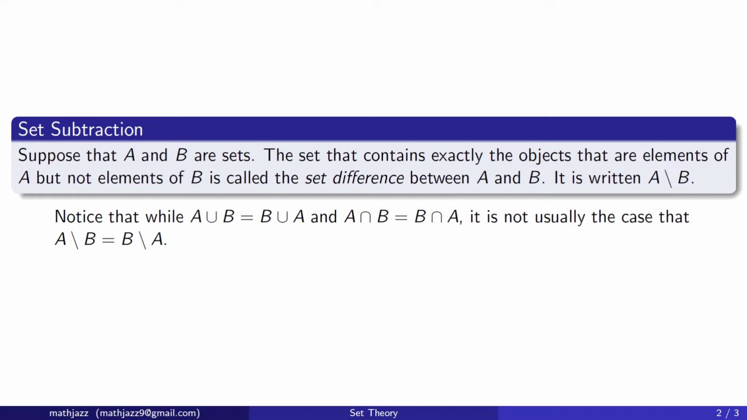With multiplication and addition, it doesn't matter if we're doing 1 plus 2 or 2 plus 1, it's the same. Doesn't matter if it's 3 times 5 or 5 times 3, it's the same. But 3 minus 5 is different from 5 minus 3. And that is the case in sets as well. It is rare to have a set A minus a set B equaling a set B minus a set A.